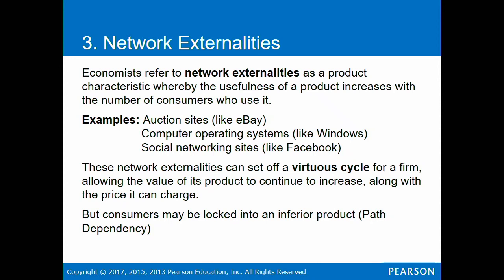The next barrier to entry is network externalities. So basically, these are where the usefulness of a product increases with the number of people who use it. So the more of your friends that are doing something, or the more other people that are using something, the more valuable it becomes. The easiest example is a social network, so things like Facebook. If none of your friends are using Facebook, then there's very little usefulness for you.